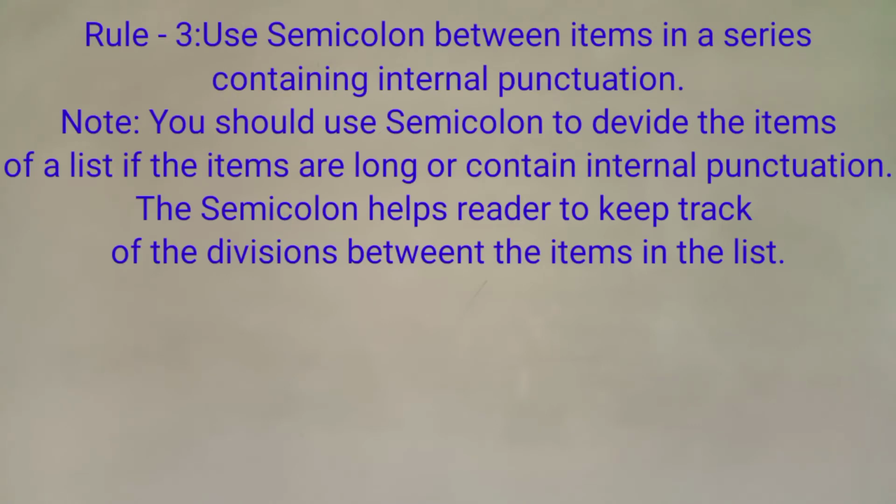Rule number 3: use semicolons between items in a series containing internal punctuation. You should use a semicolon to divide the items of a list if the items are long or contain internal punctuation. The semicolons help readers to keep track of the divisions between the items in the list.